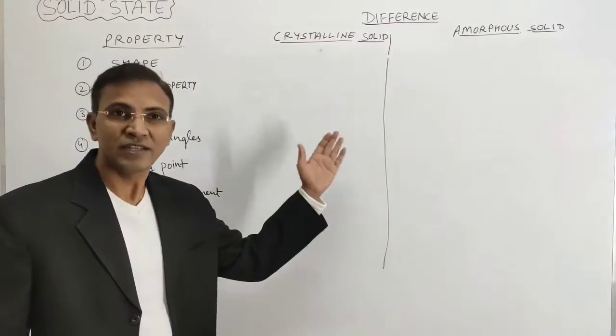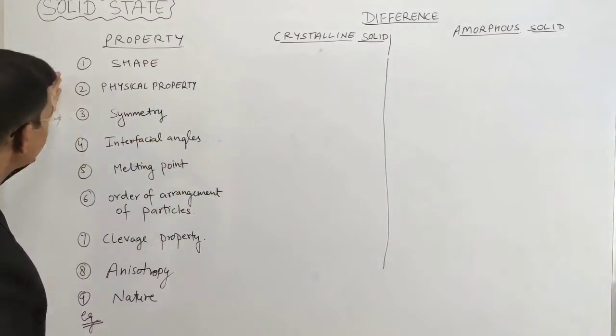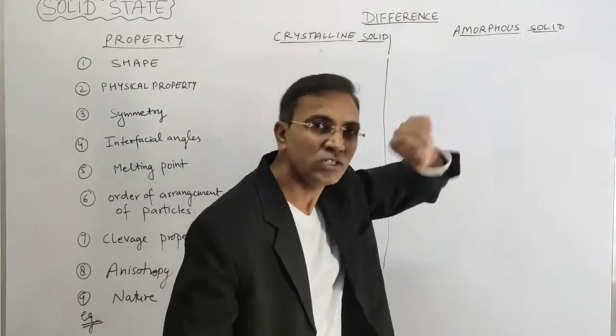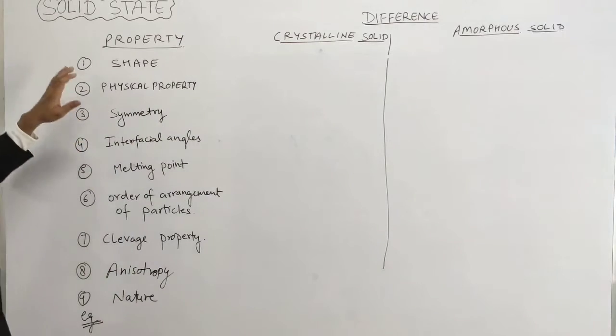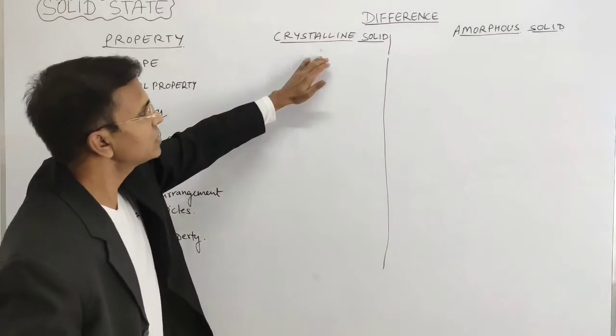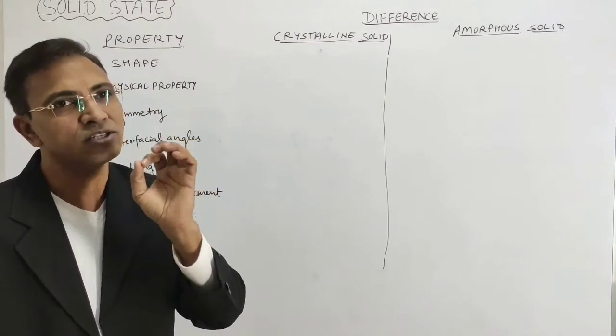So now the difference between the crystalline solid and amorphous solid. Here are the properties we are going to differentiate between the crystalline and amorphous solids. One by one I am going to take. The first is shape. Crystalline solids have a regular pattern and have a definite geometrical shape.